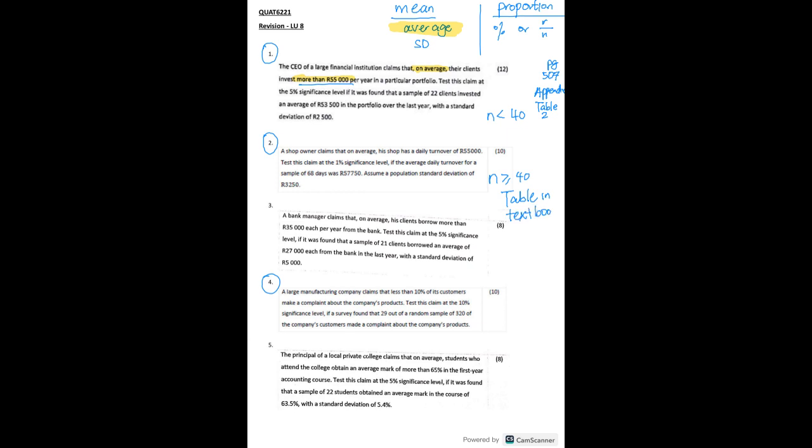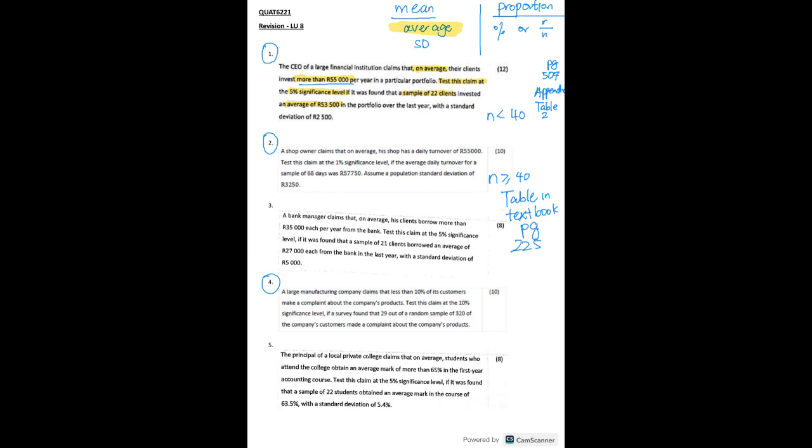This is the table that you will need to know. You need to know all of the values on this table, and that is going to be the table that will be used if you have a sample size that's less than 40. So now they said to you here, test this claim at the 5% significance level if it was found that a sample of 22 clients invested an average of 53,500 with a standard deviation of 2,500.